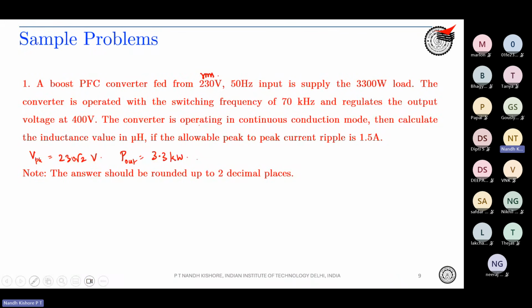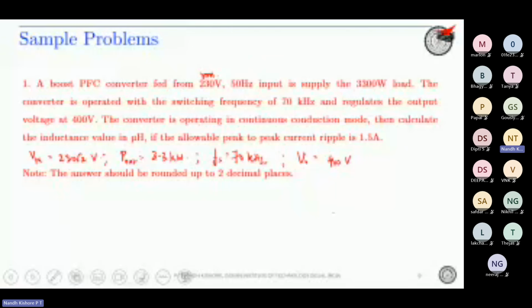So you're having a boost PFC converter, very standard. The converter is operated with a switching frequency of 70 kilohertz. It regulates the output voltage at 400 volts again. All of these are very standard ratings. The converter is operating in continuous conduction mode. Then calculate the inductance value in microhenry if the allowable peak to peak ripple current is 1.5 amperes.